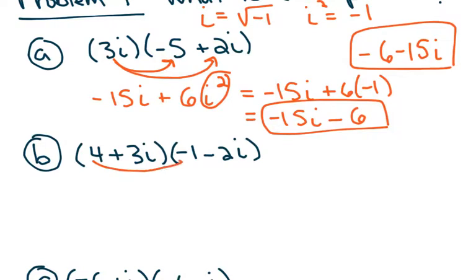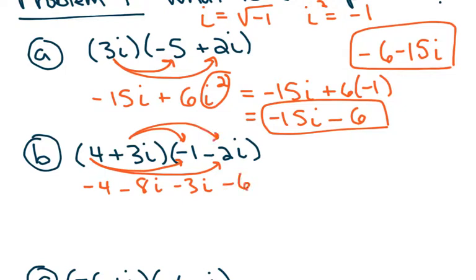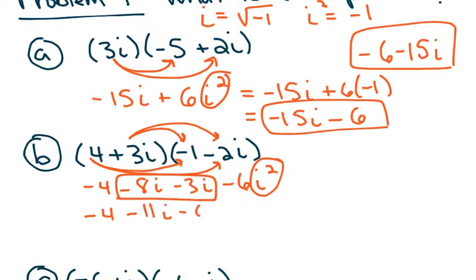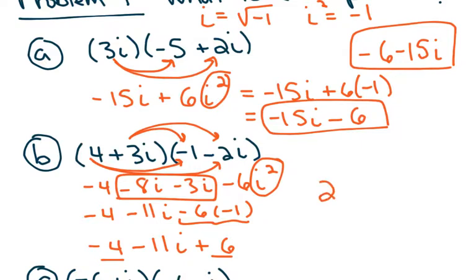I'm going to FOIL. Negative 4 minus 8i, negative 3i minus 6i squared. We're going to replace the i squared with a negative 1. So negative 4 minus 11i minus 6 times negative 1. Well, this becomes positive 6. So now these real numbers are like terms, and negative 4 plus 6 is 2, minus 11i.